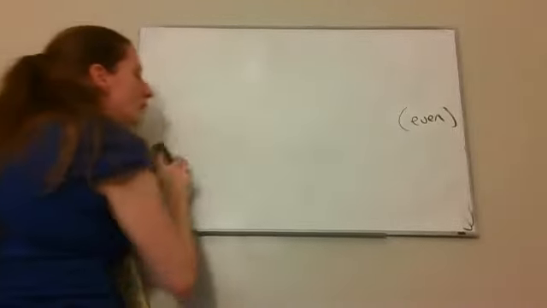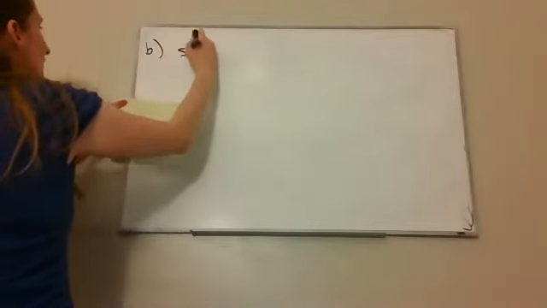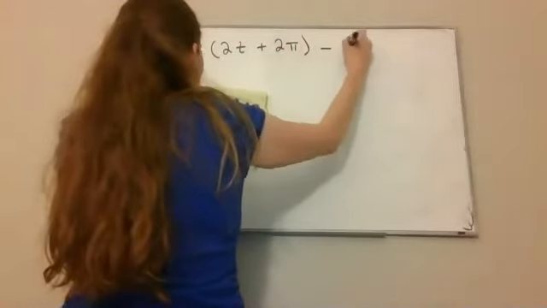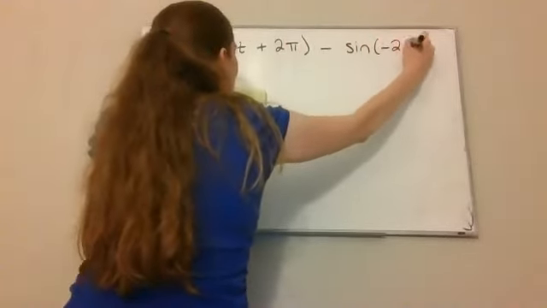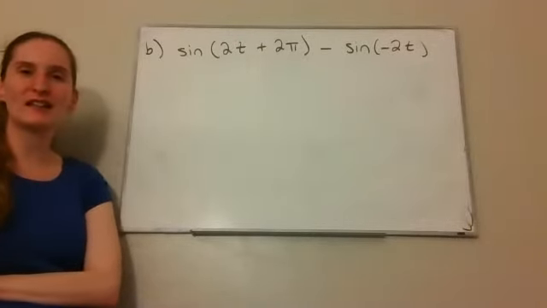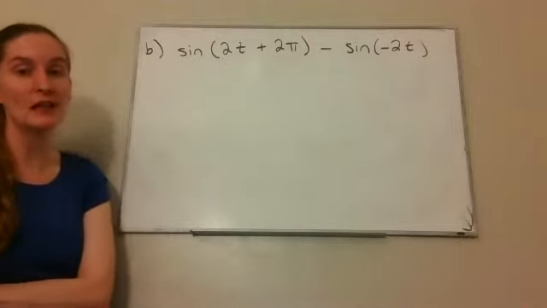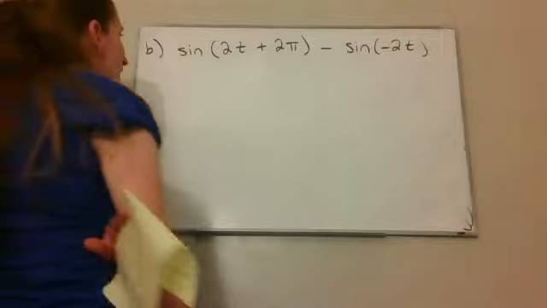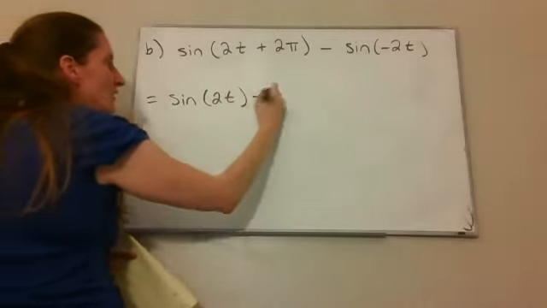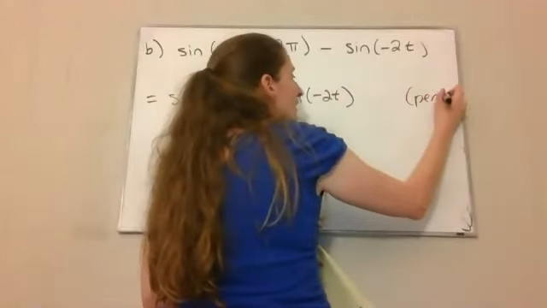Let's do another one, simplifying using the even or odd properties. Sine of 2t plus 2 pi minus sine of negative 2t. And I want to simplify this. Well, first, let's look at this first sine. It says sine of 2t plus 2 pi. But we know that the period of sine is 2 pi. So sine of anything plus 2 pi is just going to be sine of 2t. So what I used on that line is the period of sine.